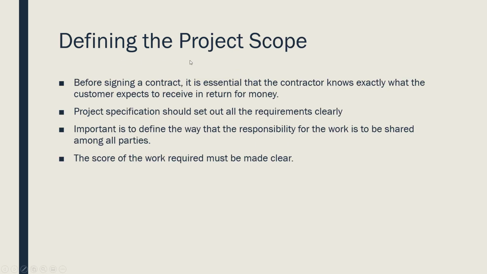All right. So project scope is where you set up the specifications of the project and define the requirements. And it's really important to clearly define the specs within the scope. It's important to define the way that the responsibility for work is to be shared among all parties. So one of the things is, who's doing what, and what are they responsible for? So what are the items, and then who's responsible for that? This is a typo that should say scope of work. It has to be clear.